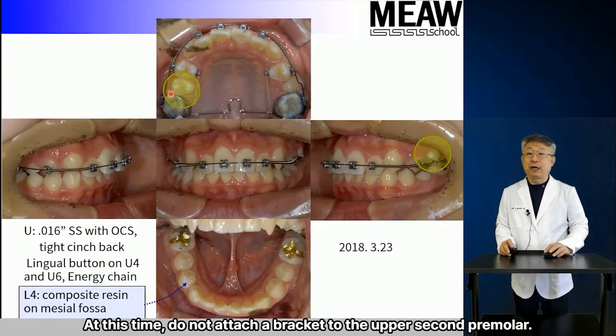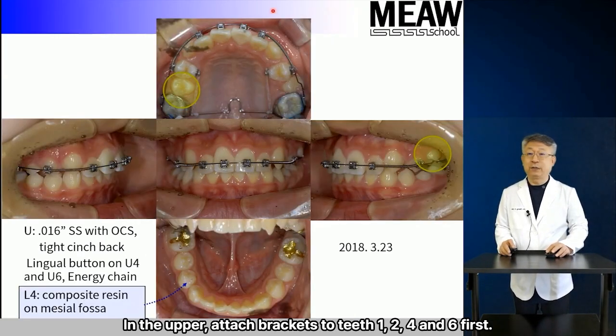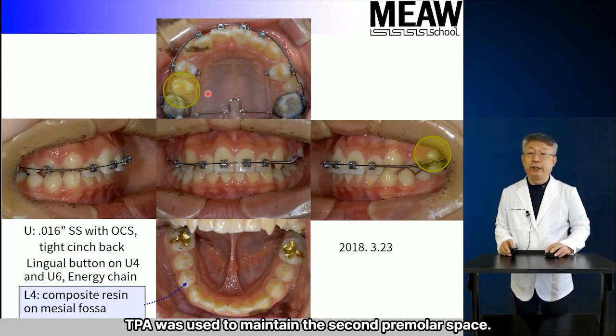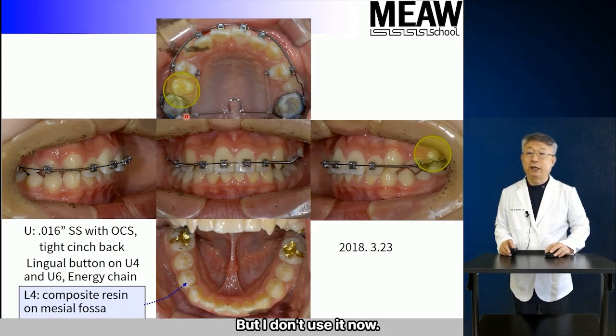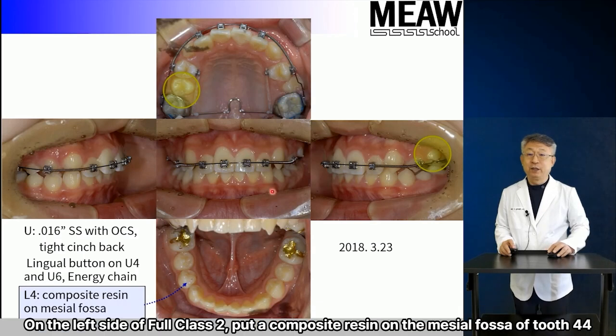At this time, do not attach a bracket to the upper second premolar. In the upper, attach brackets to teeth 1, 2, 4, and 6 first. TPA was used to maintain the second premolar space, but I don't use it now. Then connect the power chain by attaching a lingual button to the upper teeth 4 and 6. On the left side of full class 2, put a composite resin on the mesial fossa of tooth 44.